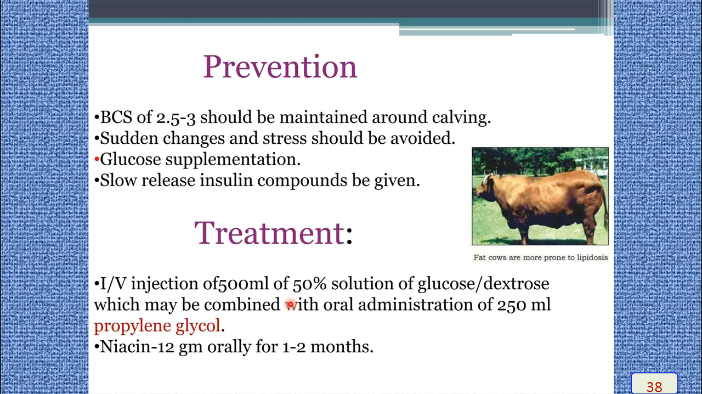negative energy balance. Then the treatment of this condition is IV administration of 500 ml of a solution of glucose or dextrose, which may be combined with the oral administration of 250 ml of propylene glycol.